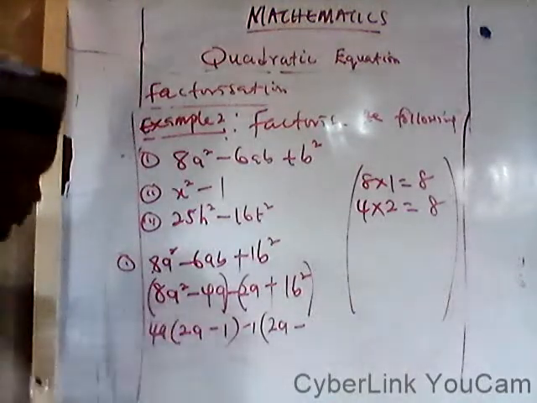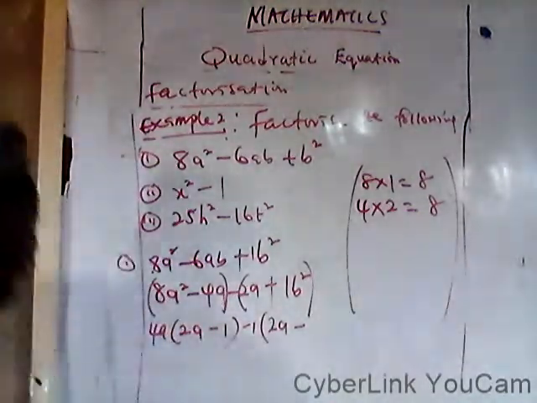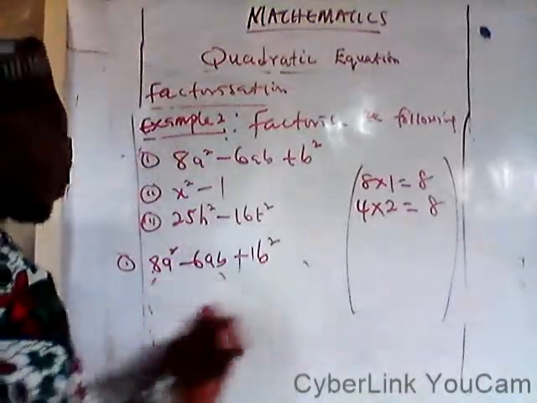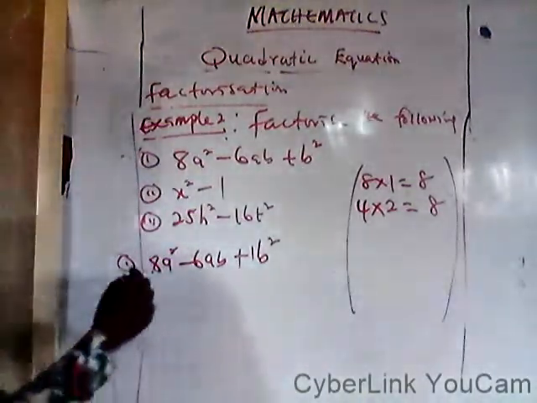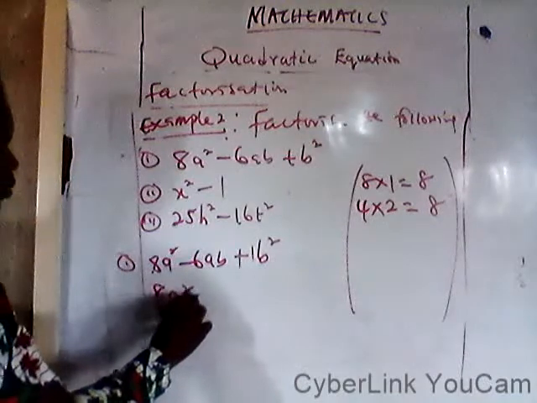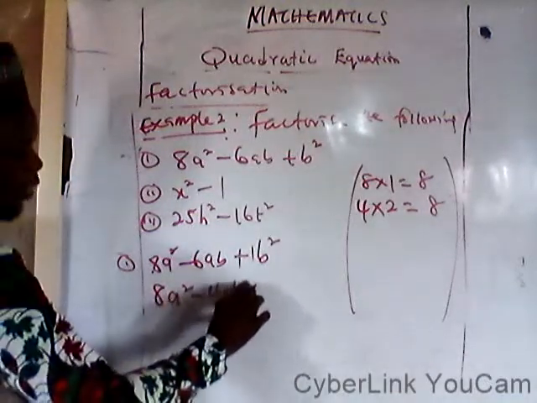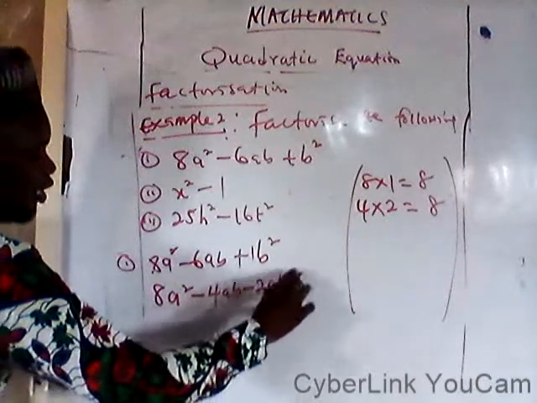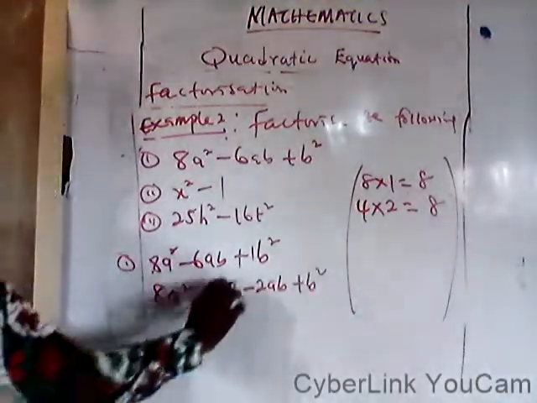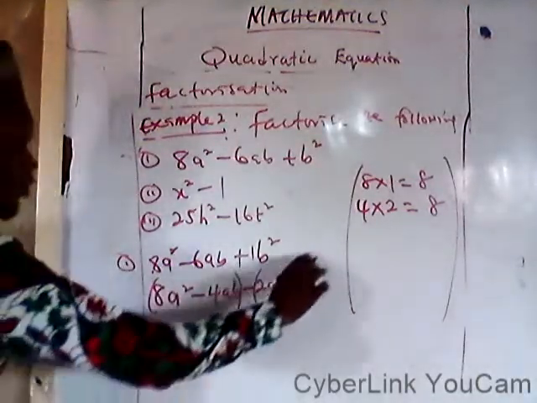Oh, sorry. There's an error. Very quick here. So how do you write this? 8a squared minus 4ab and minus 2ab and plus b squared. So you have this. You have them in two like this.